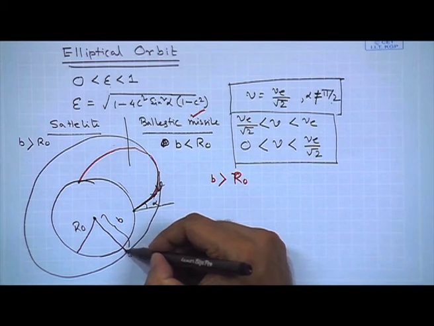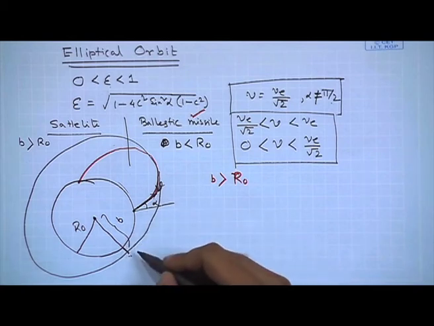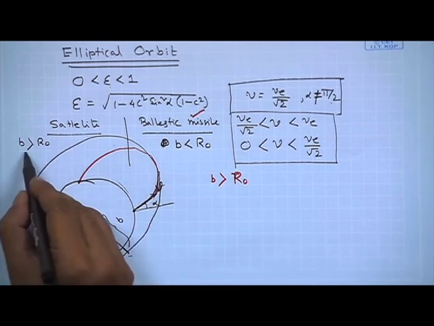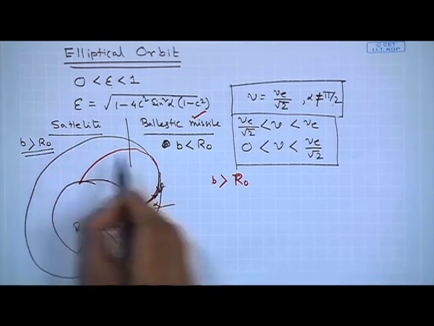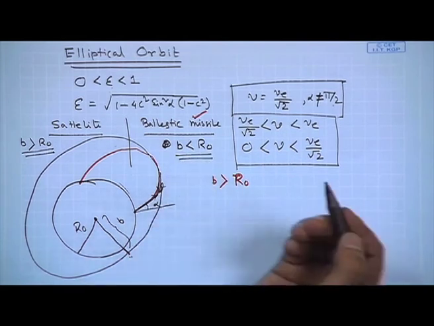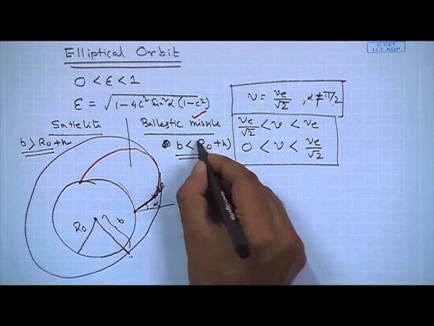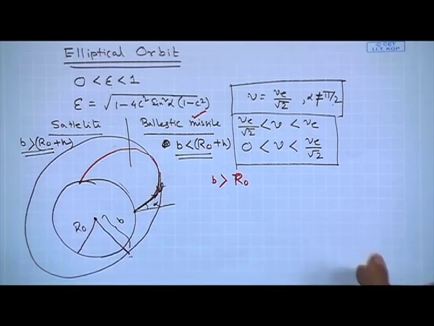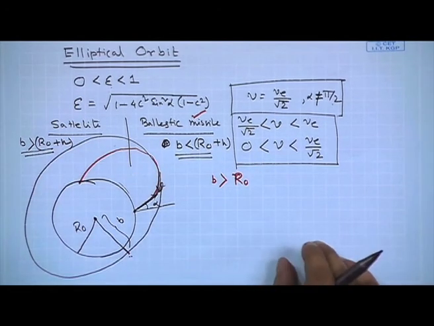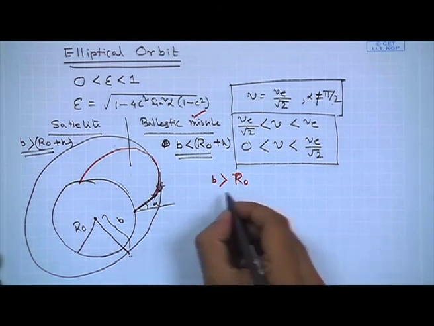There has to be a certain gap here, which for the calculation's sake we are ignoring, and we are assuming if b is greater than r0, then it is a satellite, and b less than r0 is not. So, in principle there has to be a minimum gap, which is r0 plus h and r0 minus h. Okay. Now, let us look into the calculations.